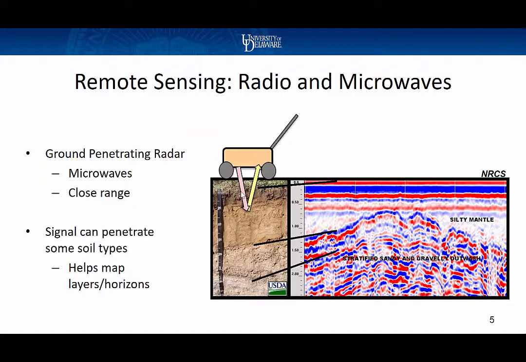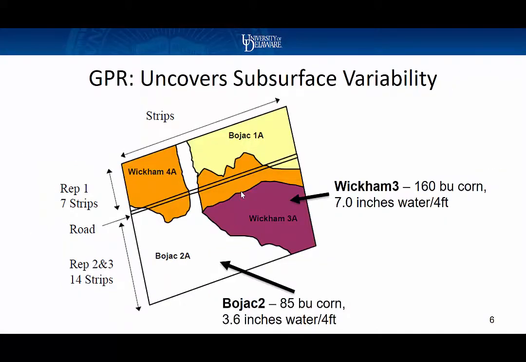And the reason this would be important for crop monitoring, this is a project we did almost 20 years ago in Virginia. These 4 different soils were done by an Order 1 soil survey, a very dense survey. If you could map that with ground-penetrating radar or a Veris and get these horizons better, you see this Bojac right here was getting about 85 bushels of corn. Well, it had 3.6 inches of water for every 4 feet. The Wickham 3, with 160 bushels of corn, held 7 inches of water for every 4 feet.